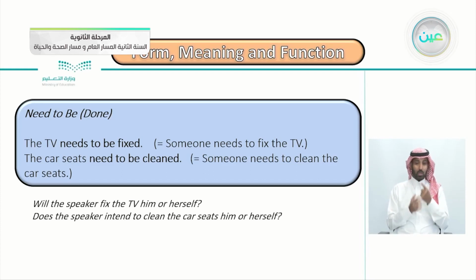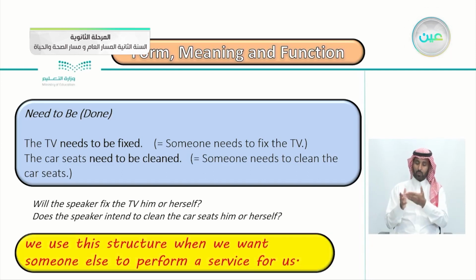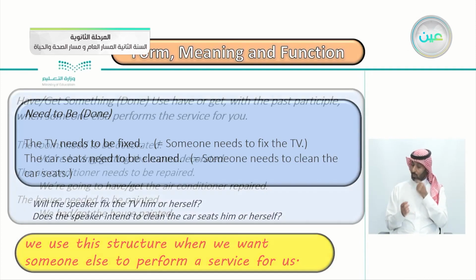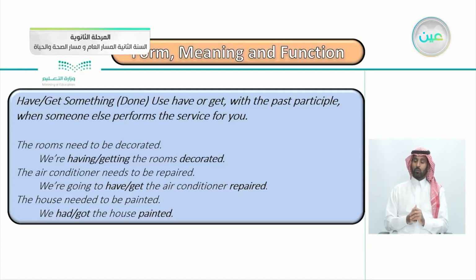Will the speaker fix the TV himself or herself? Of course not. Does the speaker intend to clean the car seats him or herself? Of course not. When you use this form, the TV needs to be fixed, it means that you want someone to come and fix the TV. We use this structure when we want someone else to perform a service for us. The second part here: have, get something done. Use have or get with the past participle when someone else performs the service for you.